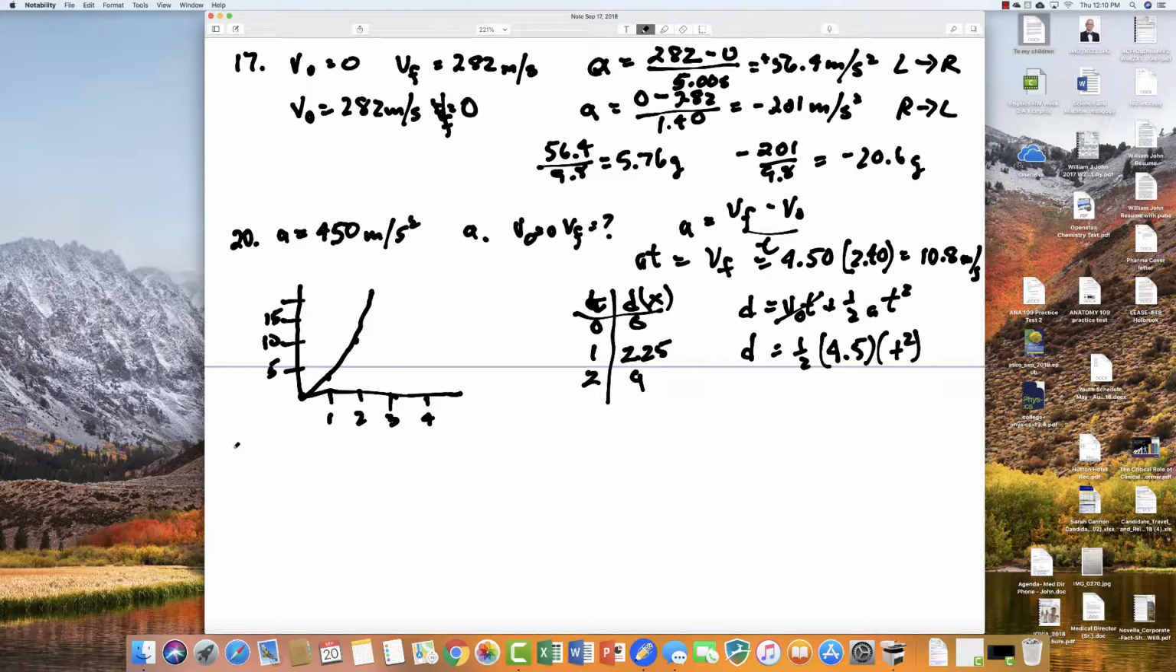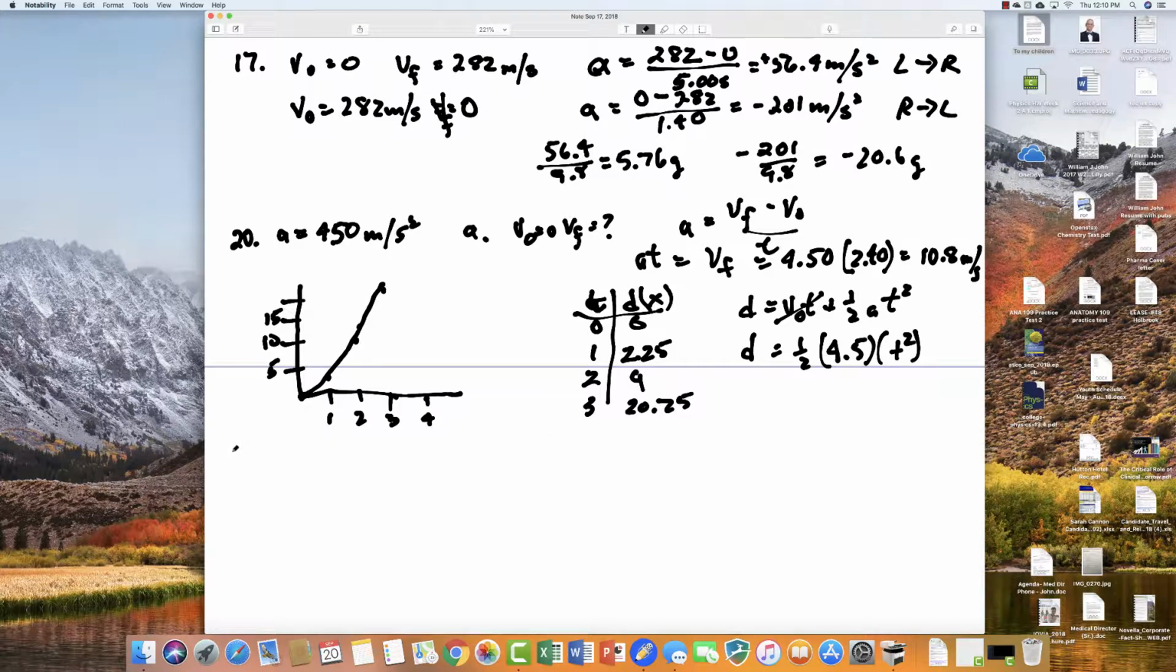You should probably try to do a better graph job than I've done here, but if you go ahead and do 3, it's 20.25, so it's going to be up about right there. Let me straighten this out just a little bit and do a better job here. I'm not a great drawer, but something like that. And it keeps going like that.